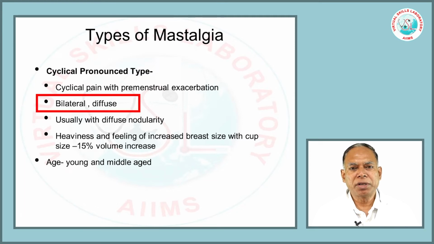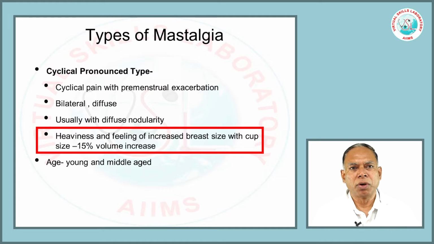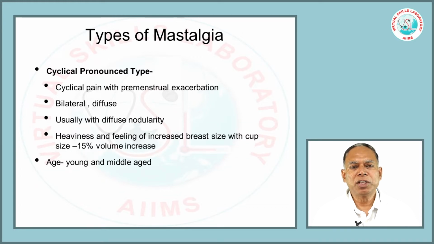Pain tends to be bilateral and diffuse in the majority of women, and some ladies may just complain of heaviness or a feeling of increased size of the mammary gland, compelling some ladies to wear an even larger size of undergarment in the premenstrual period due to the increase in breast volume. The age of onset of this cyclical type of mastalgia is usually in young ladies till middle age, to about 30 to 35 years of age.